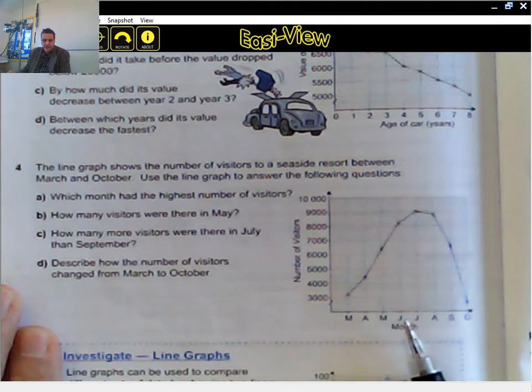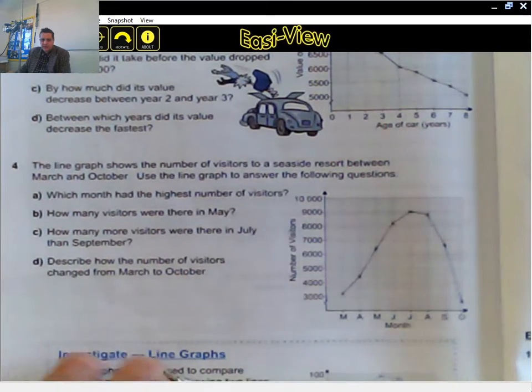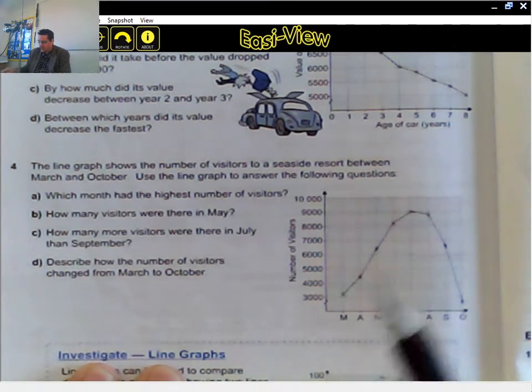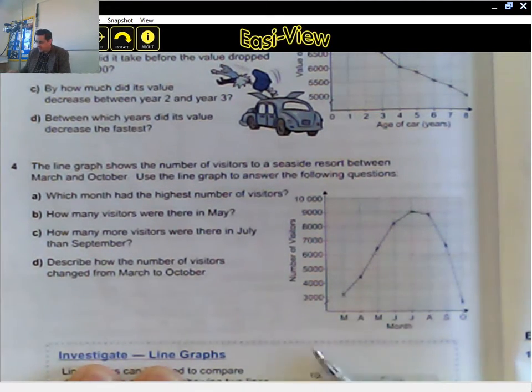March, April, May, June, July, August, September, October. Yep, I also learned to read the question, hadn't I? Anyway, so there it is. It's a lovely graph, still time series, based on whole months. And you can answer those questions.